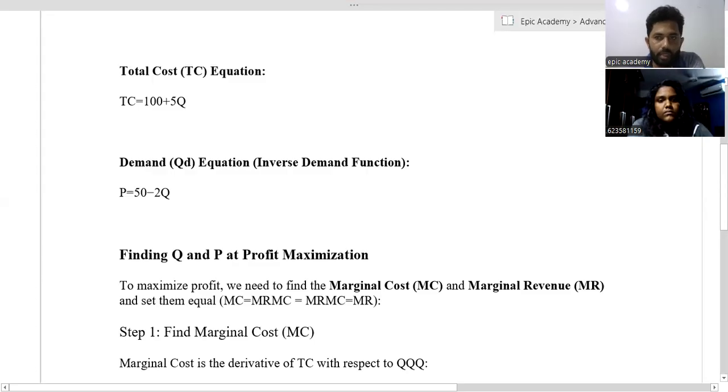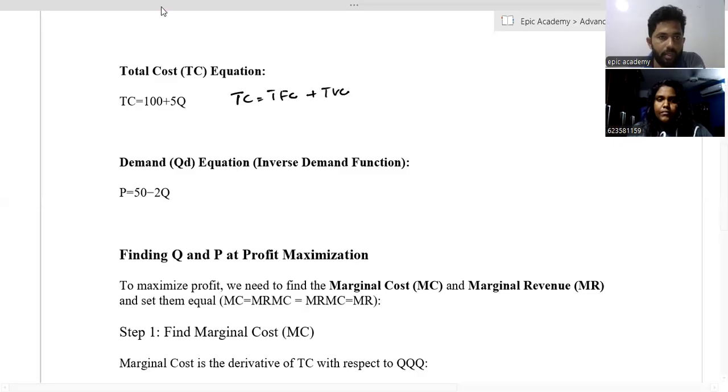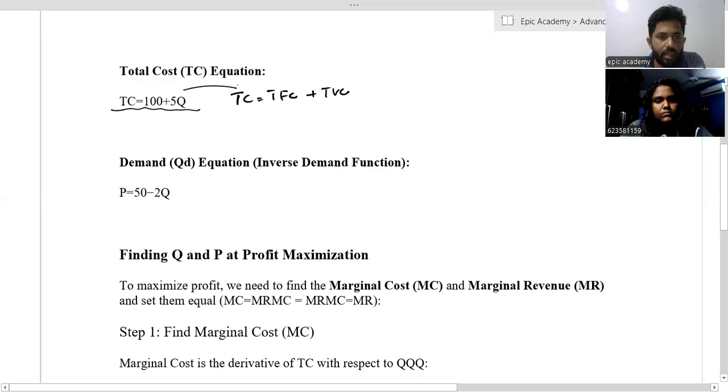some valuable information. Already we know that TC equals TFC plus TVC. This is the concept. This equation always represents this concept. If you identify that, Q always represents the number of production or number of selling quantity, exchange quantity.